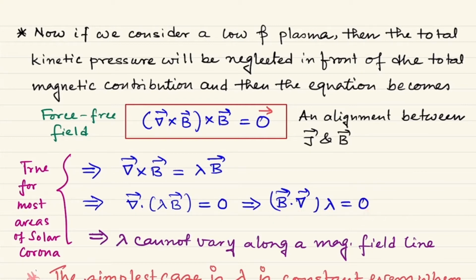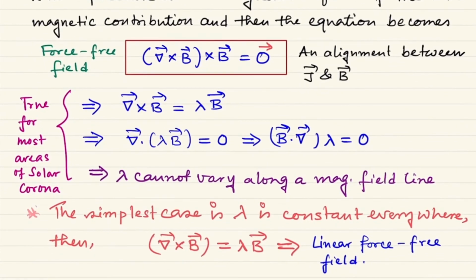So that means that if you are following one specific magnetic line of force, then along this magnetic line of force in space, lambda's value does not change. So for every line of force, you have a specific value of lambda. So lambda cannot vary along a magnetic field line. Of course, from one magnetic field line to another line of force, it can change.